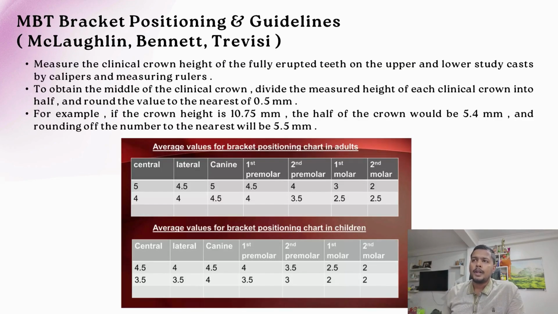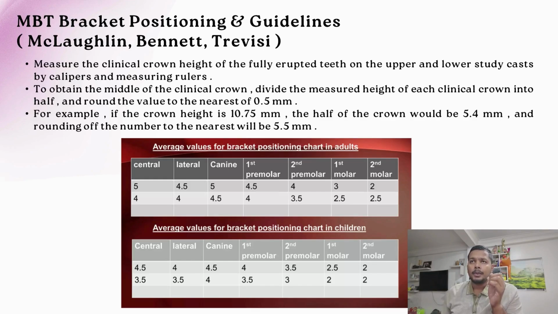So, what about their bracket positioning system? They measure the clinical crown height of the fully erupted teeth on the upper and lower study casts with vernier calipers and measuring rulers. To obtain the middle of the clinical crown, divide the measured height of each crown in half and round the value to the nearest 0.5.